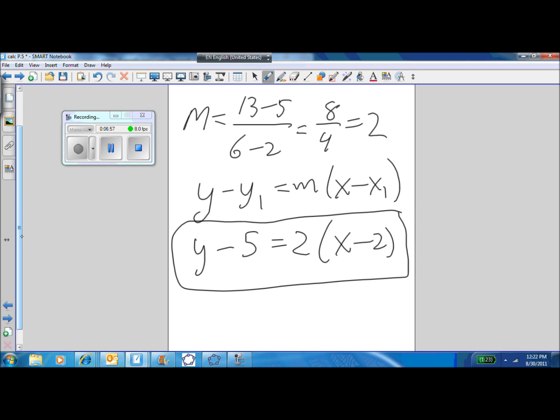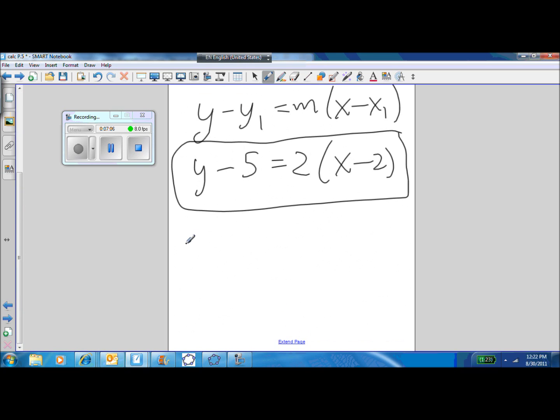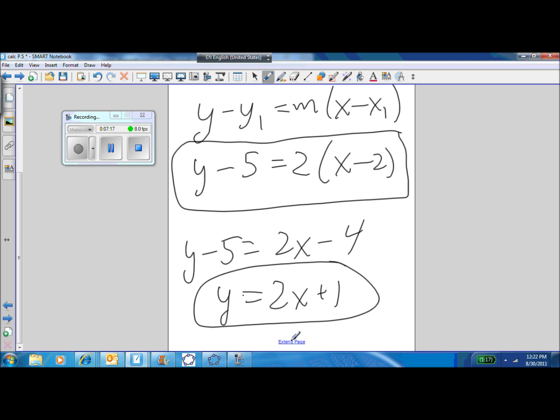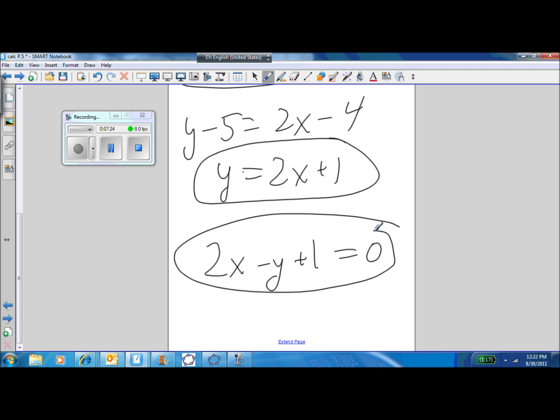Now, like I was saying, if WebAssign is looking for a particular form, you can rearrange it algebraically. It should still work. Y minus 5 equals 2x minus 4. Y equals 2x plus 1. So I'd accept that too for an answer. You can also write it as 2x minus y plus 1 equals 0. There's the standard form answer. Okay? Generally, on my chapter test, I'll accept any except the forms we talk about, unless I say otherwise.